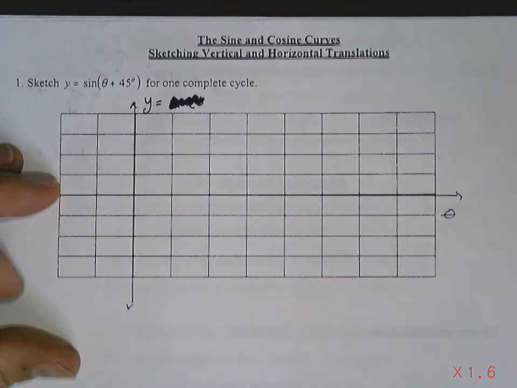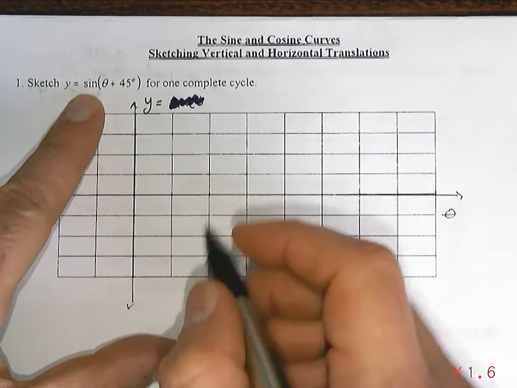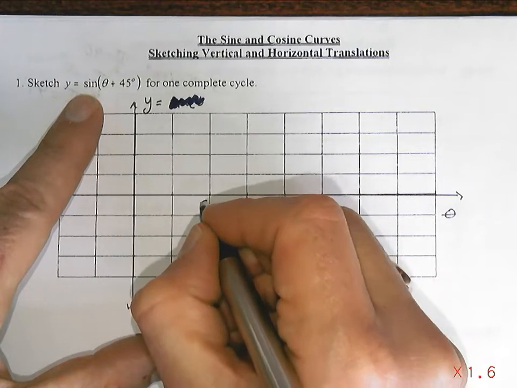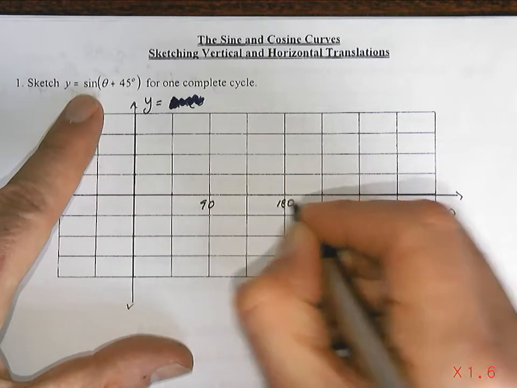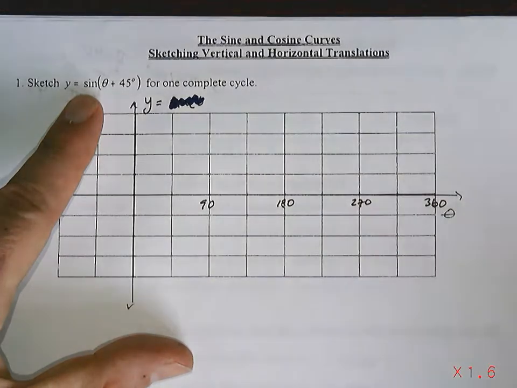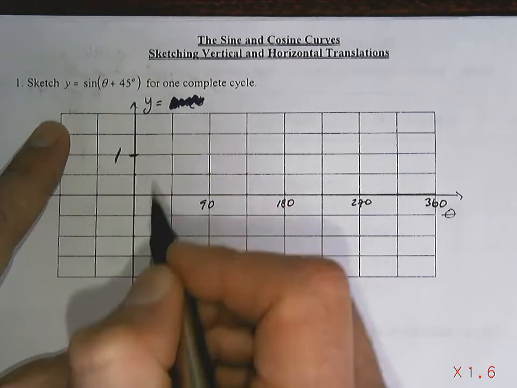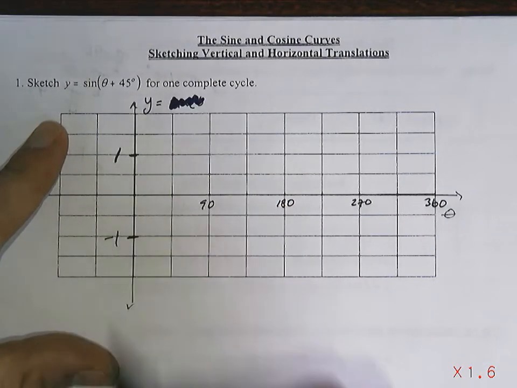All right, so let's graph the first curve. The first curve is sine theta. So sine theta is going to go 90, 180, 270, 360. And I know that sine goes up to a maximum value of 1. I'll make that 1. I'll make this -1.